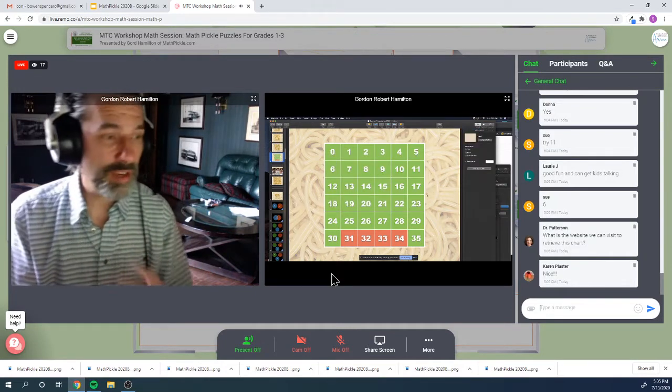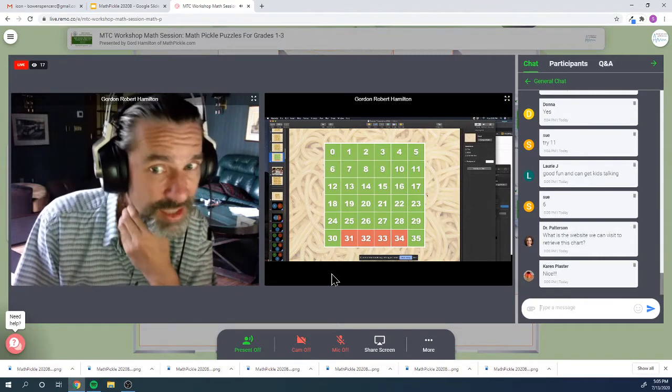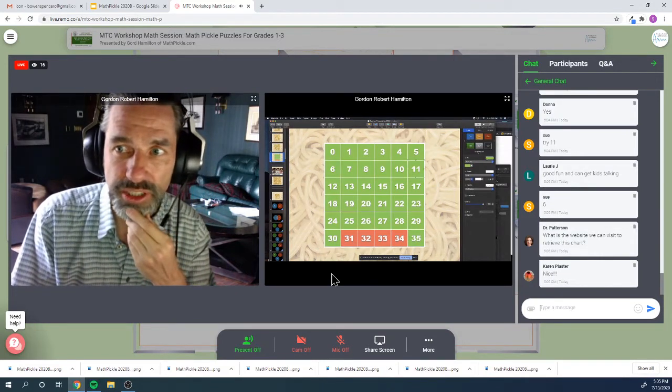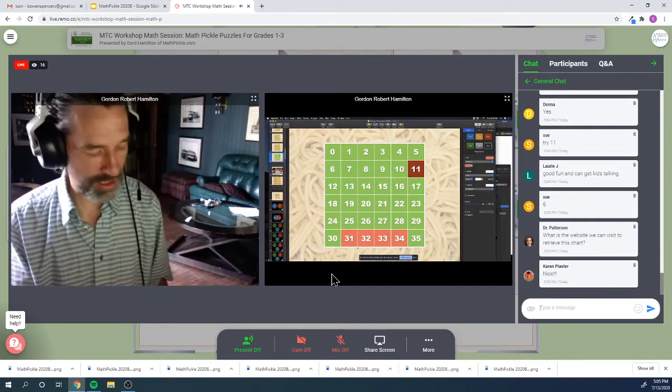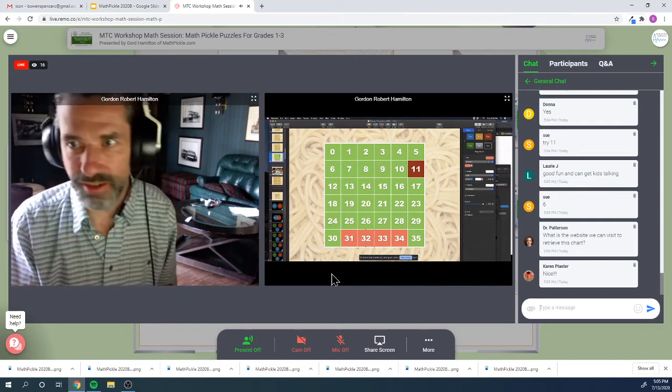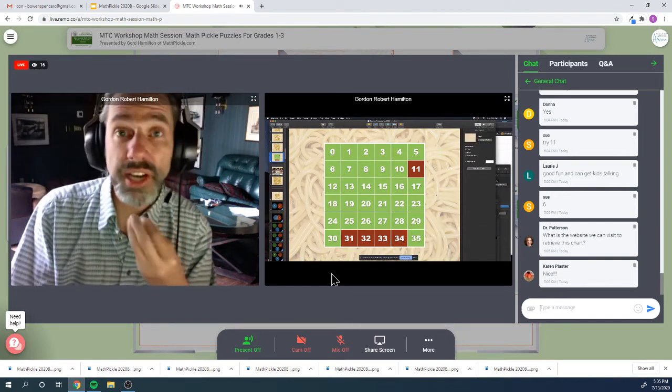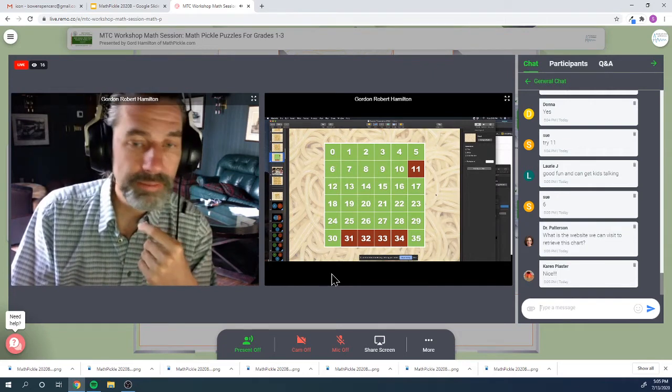So all of this is on Math Pickle. This is called Uncut Spaghetti. So here we've made a mistake. This actually should be colored red, so I'm going to color it darker red here. There. So this is called Uncut Spaghetti on Math Pickle.